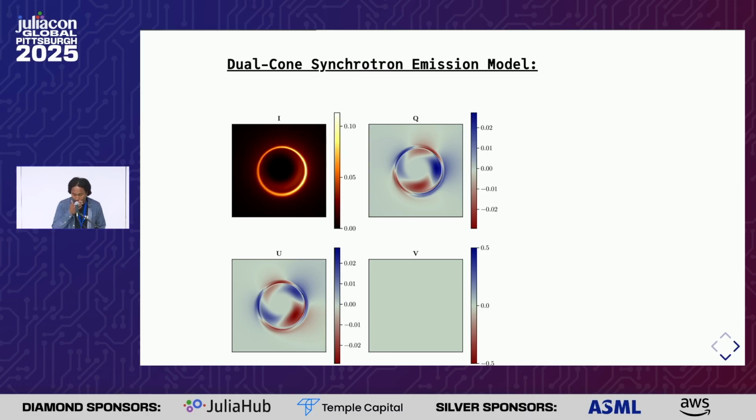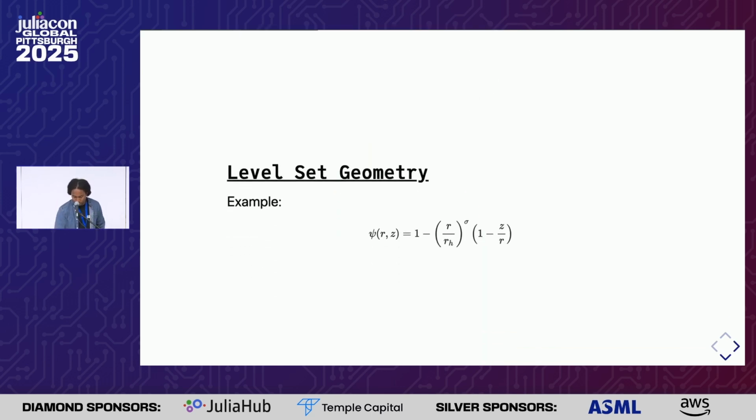And this is just showing the same geometry ray traced with this accretion material to give rise to Stokes I, Stokes Q and U parameters. This material, to implement it, has no Stokes V.